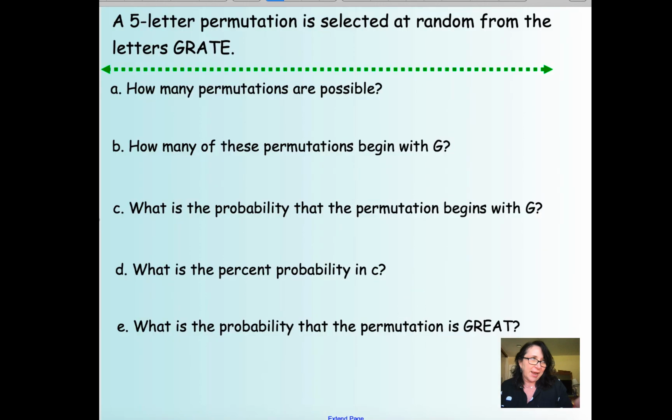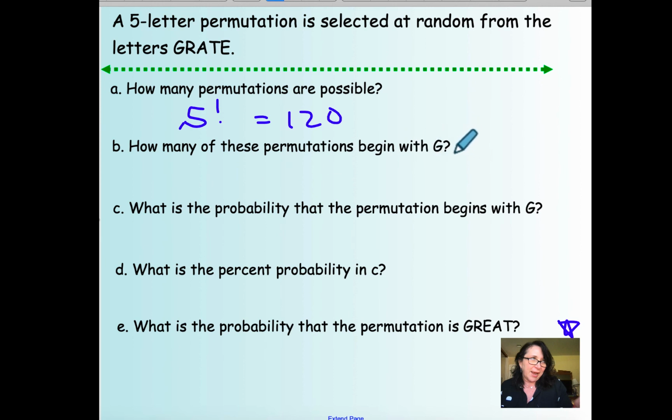So here we go with this permutation. This is the letters from the word great, not G-R-E-A-T, which is down here, but we're talking about the letters from the word great as in G-R-A-T-E, okay? So if I'm thinking of the letters from great, a 5-letter permutation selected at random from the letters of the word great, G-R-A-T-E, how many permutations are possible when order matters? There's 5 letters to choose from. They're all different, no repeating. That's going to be 5 factorial, which we know now is 120.